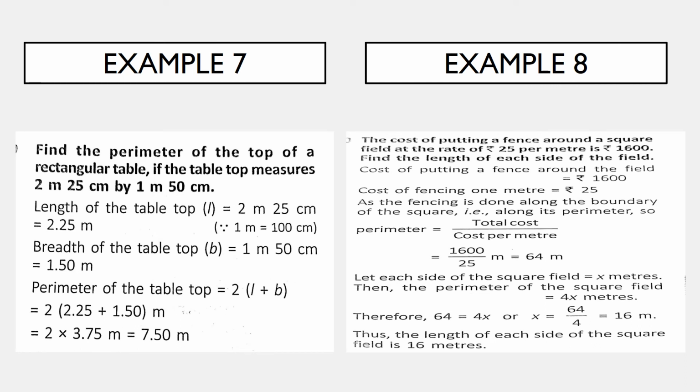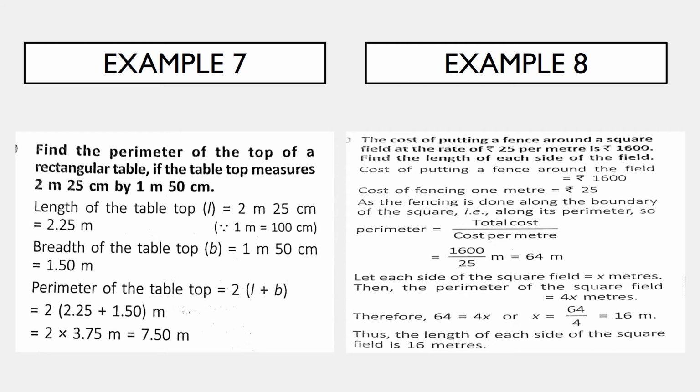Example 7. Find the perimeter of the top of a rectangular table if the tabletop measures 2 meter 25 centimeter by 1 meter 50 centimeter. Length of the tabletop is given as 2 meter 25 centimeter. Now you have to convert 25 centimeter to meter. So you will go centimeter to meter, that is smaller to bigger unit. So you will divide. Since 1 meter is equal to 100 centimeters, so 25 by 100 will be 0.25 meters.